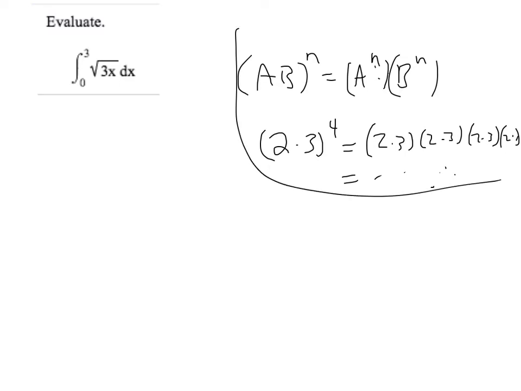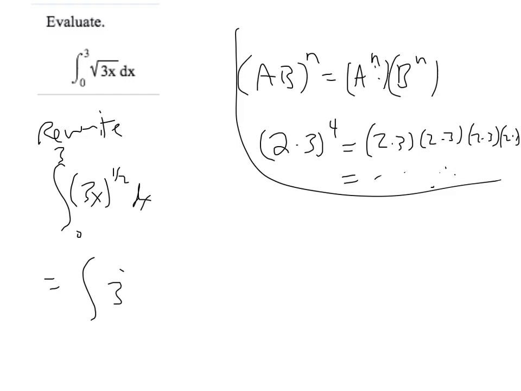All right. So anyway, the idea here is that if we do a rewrite of this, the first thing we would want to do is make this a 1/2 power instead of a square root sign. But now we can use this rule that I just talked about. So I have 3 times x to the 1/2, which means that is 3 to the 1/2 times x to the 1/2.